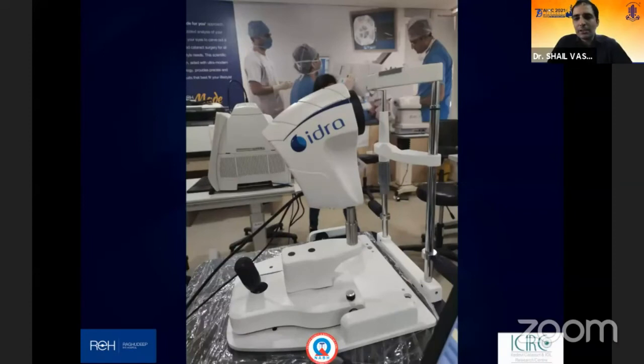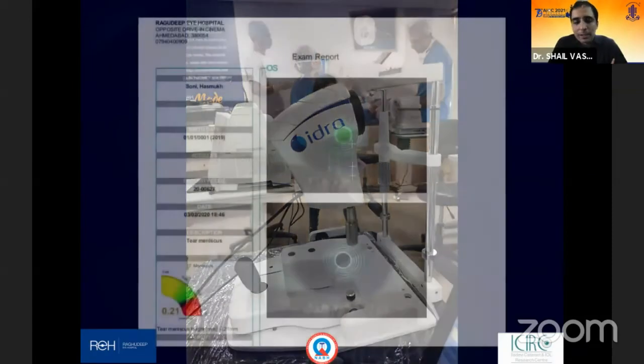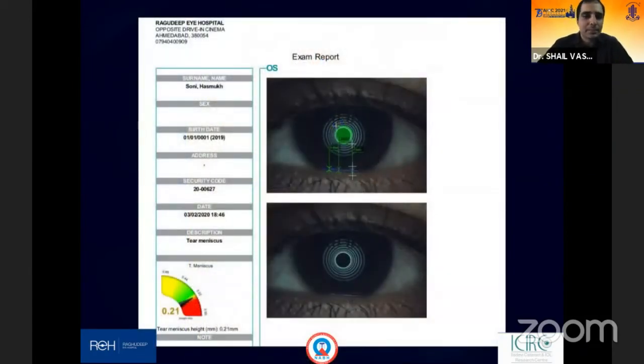There are several tear film measuring devices, tear film osmolarity marking, and so many different instruments. We have limited experience with this tear film analyzer IDRA, which is I think sold by My Healthscape in India, and it gives us a lot of information regarding the tear film. So this report is showing us just the tear film meniscus height.